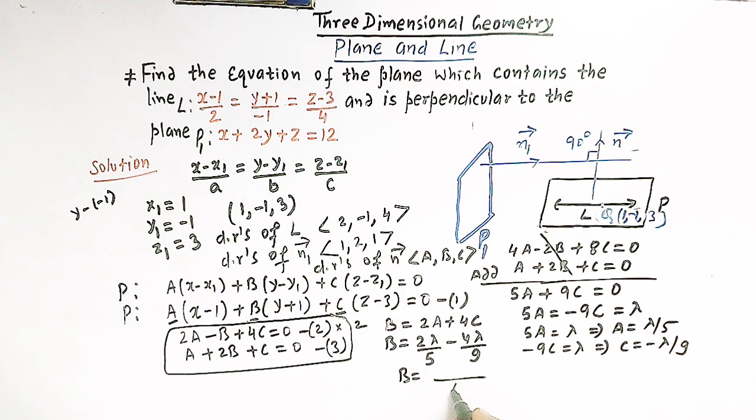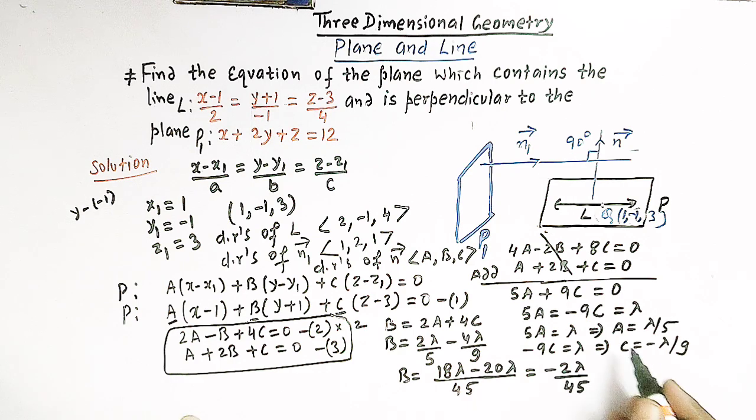So taking the LCM, we have here 45, then we have 18 lambda minus 20 lambda, right? And this is equal to minus 2 lambda over 45, right? So viewers, the values of a, b and c are now obtained in terms of lambda, and this lambda is some scalar or some real number, right? So let us substitute the values of a, b and c in equation number 1 to get the equation of the plane P.